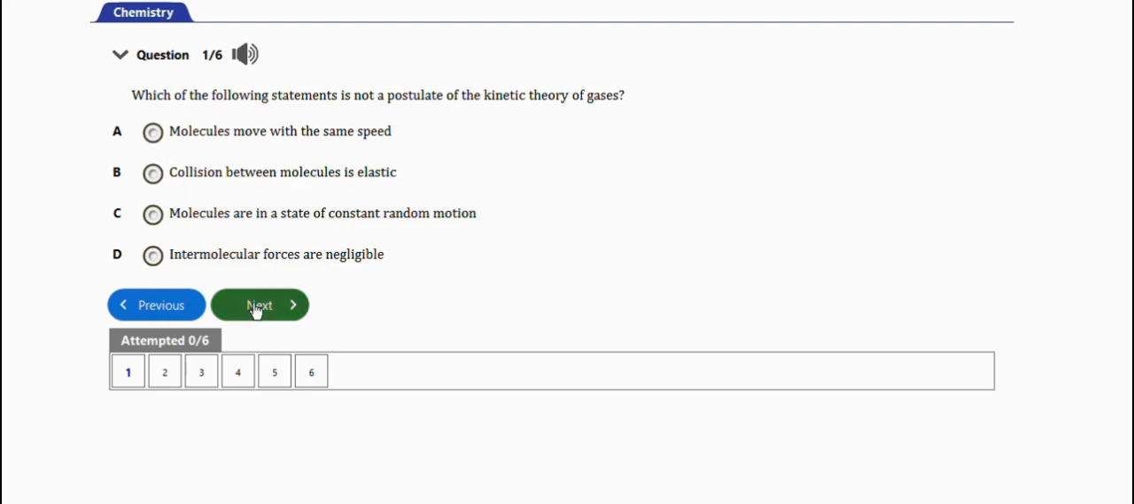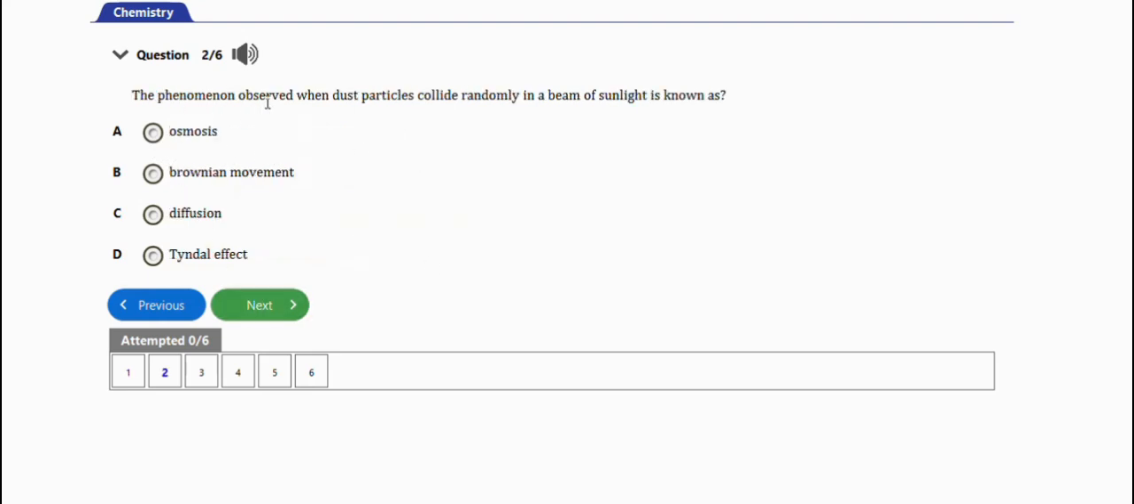Alright, so the next question will be this one. It says the phenomenon observed when dust particles collide randomly in a beam of sunlight is known as. So the right option is option B, which is Brownian movement.